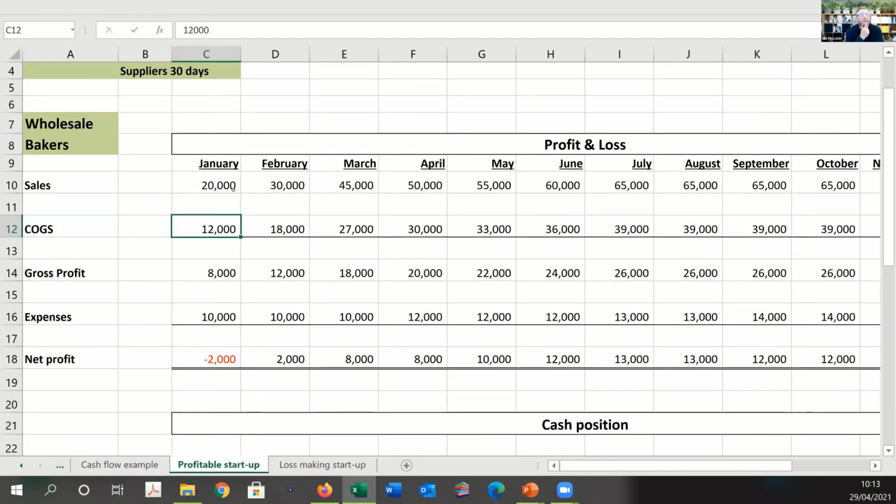First month, January: sales of 20,000, cost of goods 12,000. I hope this makes sense. Gross profit of 8,000, expenses of 10,000. So a net result of a loss of £2,000.